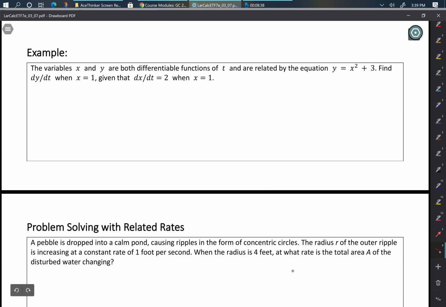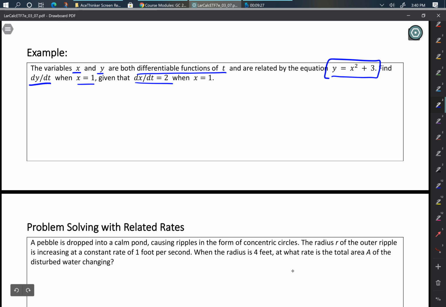The variables x and y are both differentiable functions of t and are related by the equation y equals x squared plus 3. Find dy/dt when x equals 1, given that dx/dt is equal to 2 when x equals 1. All right, so I'm told that both x and y are differentiable functions of t. That means that x is a dependent variable and it changes based on what t is. y is a dependent variable and it changes based on what t is. But x and y can be related to each other with that equation right there. My job is to find dy/dt, the rate of change of y with respect to t, at a point in time when x is equal to 1 and dx/dt is equal to 2.